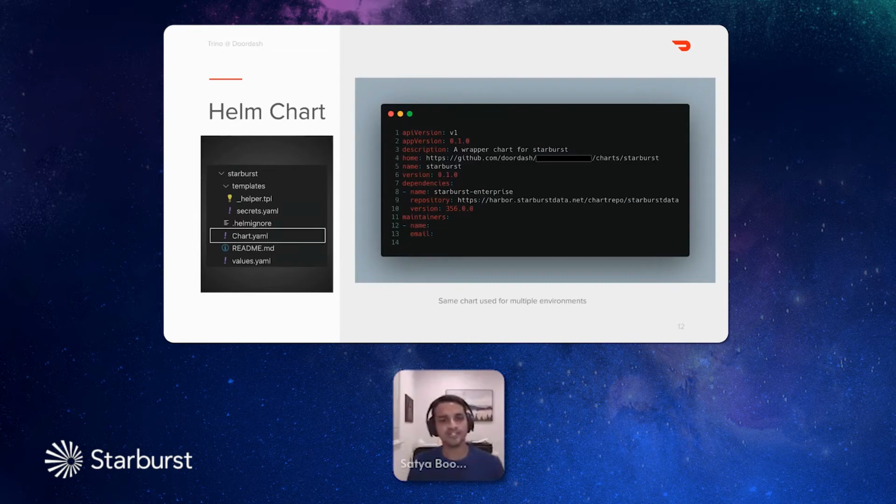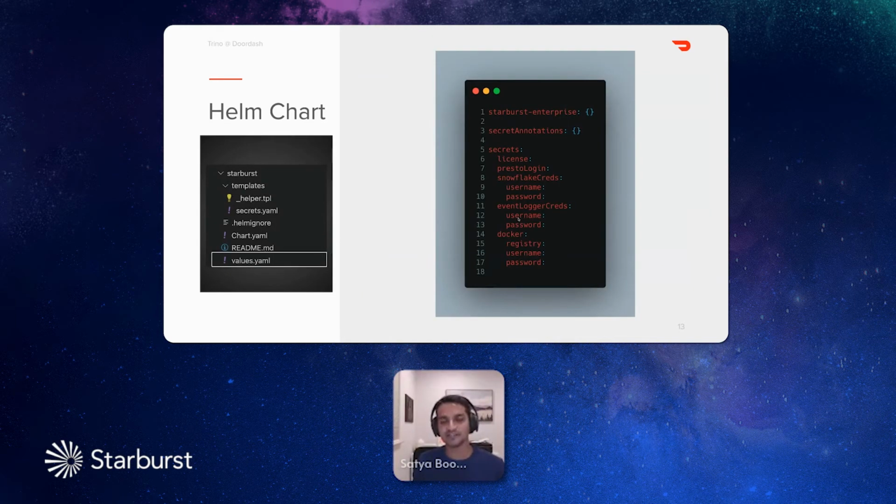So let's see what the Helm chart is. On the left here, it's a set of files grouped together describing your application. The very basic one is the Chart YAML, which contains all the metadata about your chart. In this case, it has very simple repository information, and we are also using the Starburst Enterprise Edition of Trino. So we list that as a dependency here. This file is basically a wrapper to the Starburst chart.